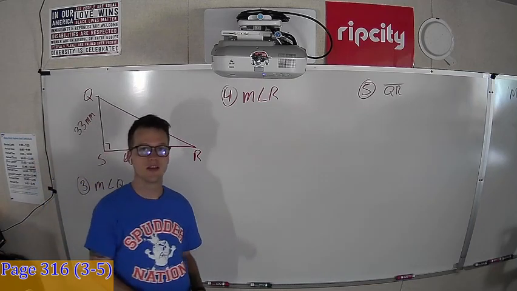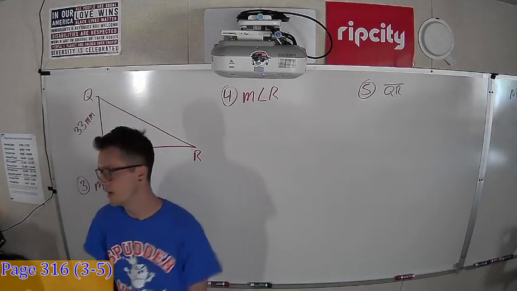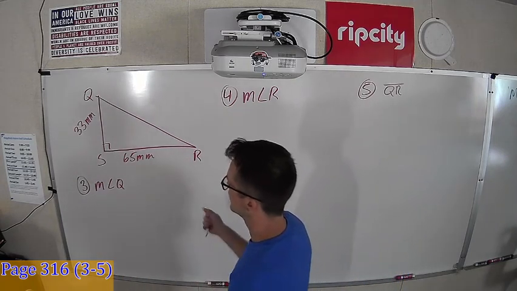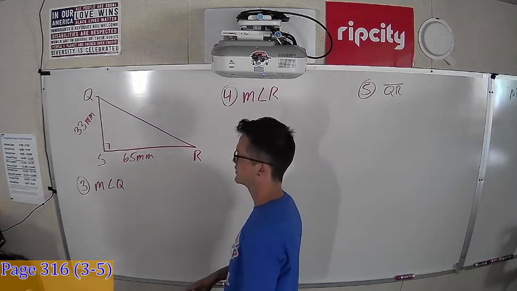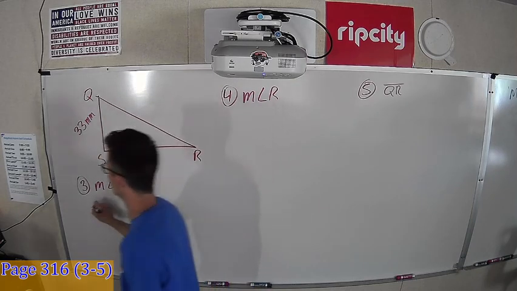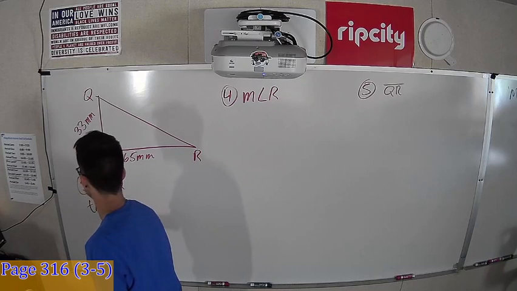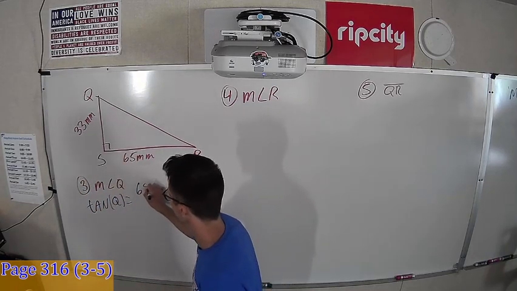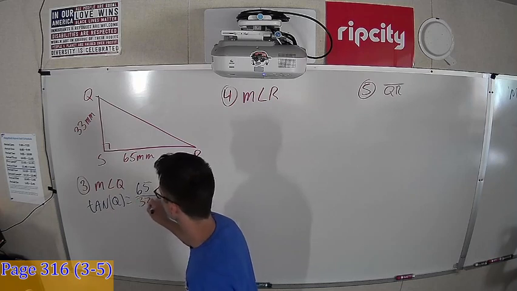What's up, team? Here's page 316, numbers 3 through 5. We have this picture given to you on the left-hand side of the page. Question 3, we're trying to find the measure of angle Q. Q's up here. We have the opposite, we have the adjacent. So this is going to be the tangent of Q equals the opposite leg length over the adjacent leg length.